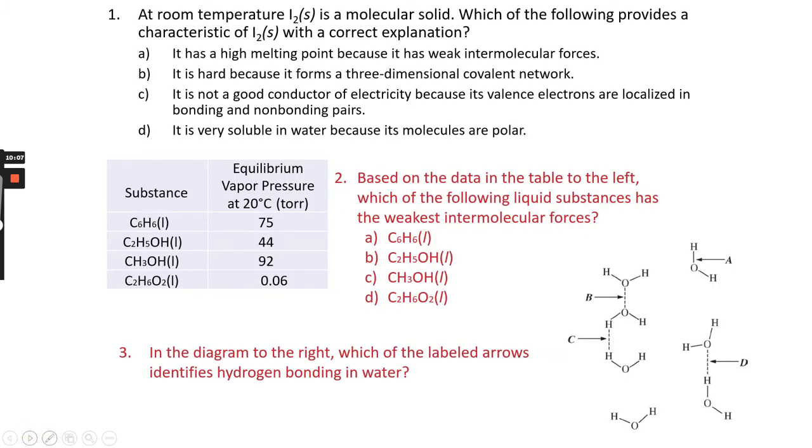So let's try to answer these questions. At room temperature, you have solid iodine. It's a molecular solid. Which of the following provides the characteristics of iodine with a correct explanation? It has a high melting point because it has weak intermolecular forces. Well, that doesn't make sense. If it has a high melting point, then your intermolecular forces should be pretty strong, right? It is hard because it forms a three-dimensional covalent network. No, that's not true either. It is not a good conductor of electricity because its valence electrons are localized in bonding and non-bonding pairs.